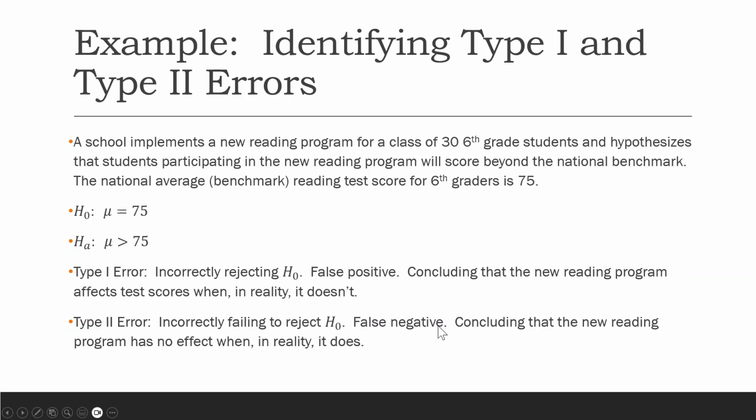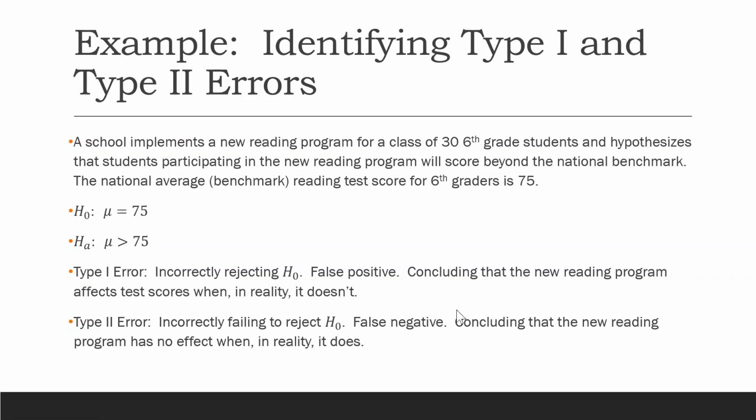But the interpretation: we would be concluding that the new program has no effect when it actually does. So we would kind of say, oh, well, this null hypothesis may still be true. We just haven't gathered enough evidence. My null may still be the case, when in actuality, it is not the case. And so that's our type 2 error.